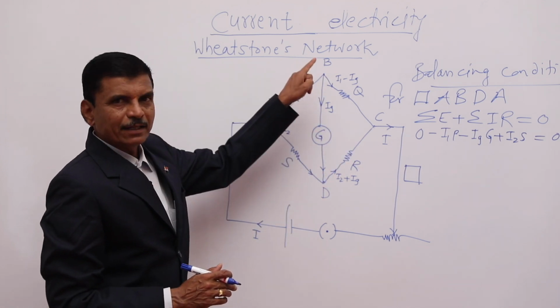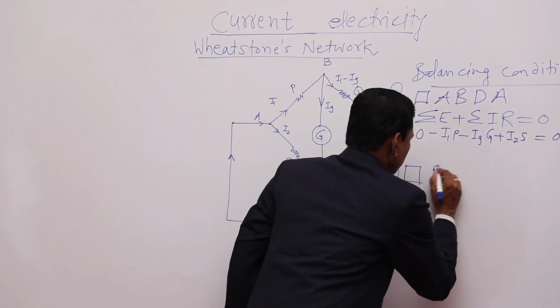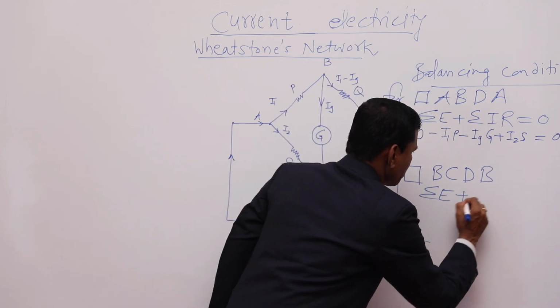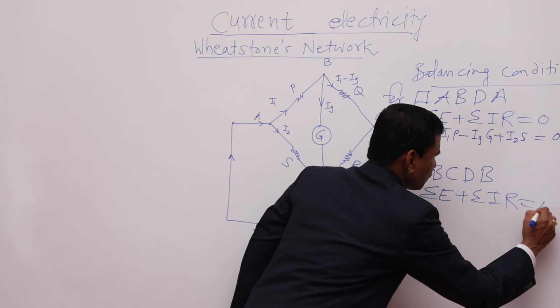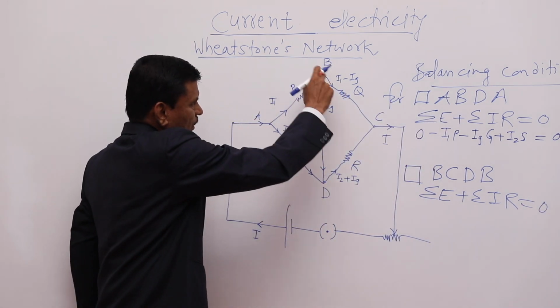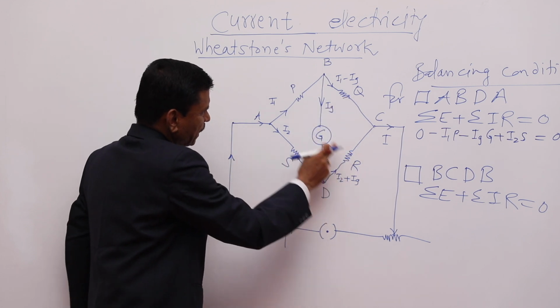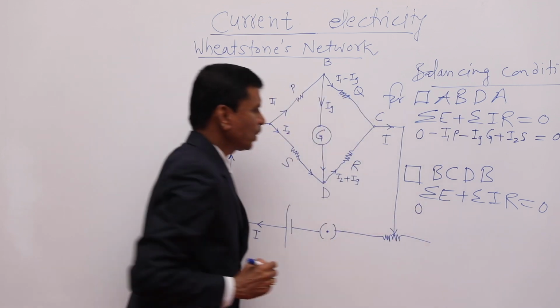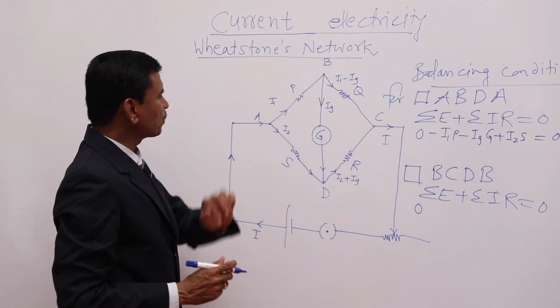Will BCDB work? Okay. For BCDB, what is the equation? Summation E plus summation IR is equal to 0. Again travel through that loop. There are first PD, second PD and third PD. No battery, so summation EMF equals 0. Now we want to write the 3 PDs.